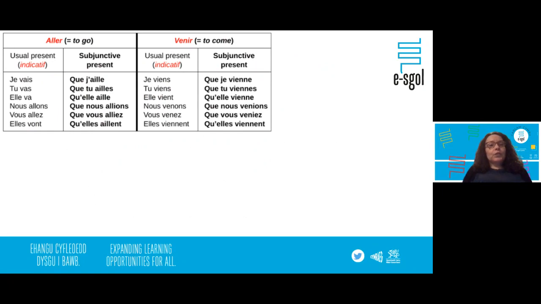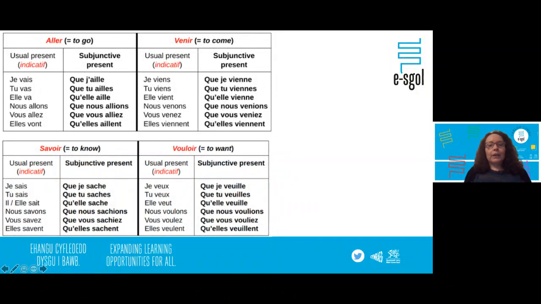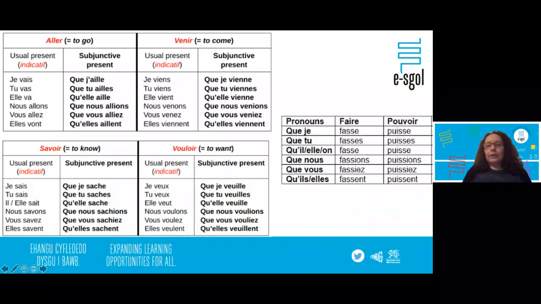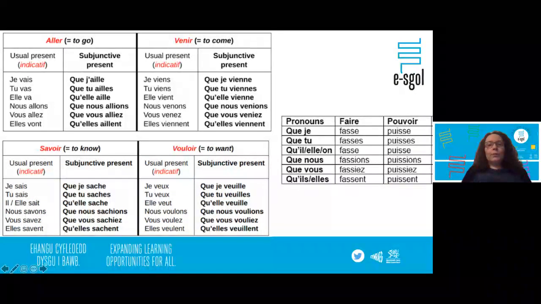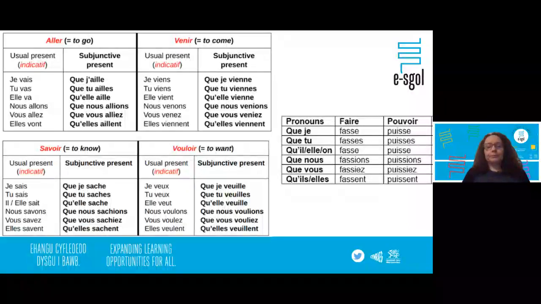Also, other really useful verbs, aller. Aller definitely is essential. And then we have venir, we have savoir, and we have vouloir. And also we have faire and pouvoir. Okay, so faire also another really, really common verb. So if I were you, I would do some revision notes and write out these verbs so you have them all on one sheet and you can practice them then.